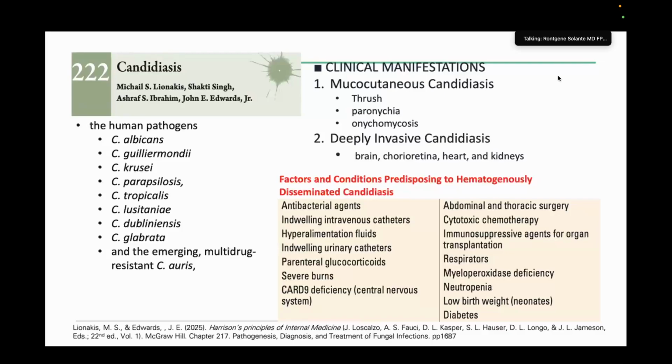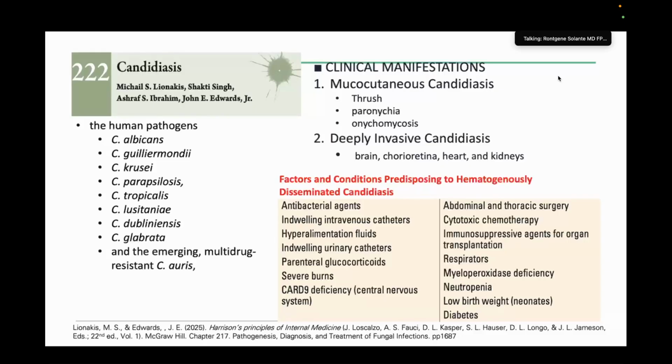Now, Candida, also one of the most common in the Philippines. Here is a list of species. The most common is albicans. Down the line are the non-albicans: guilliermondii, krusei, parapsilosis, tropicalis, lusitaniae, and glabrata. And of course the emerging multi-drug resistant Candida auris. Multi-drug resistant means there's no optimized antifungal yet available here in the Philippines, so you need to pray that Candida auris is not infecting your patient because it's so difficult to treat.